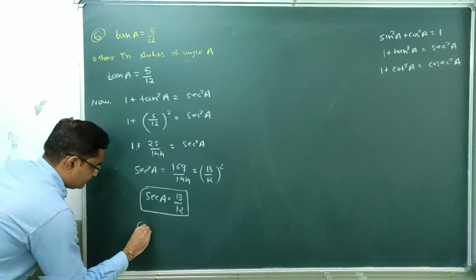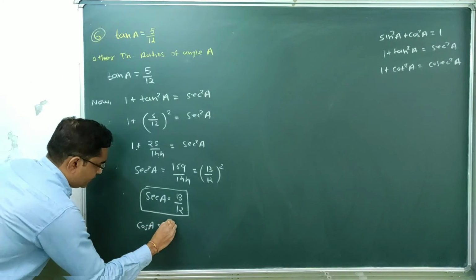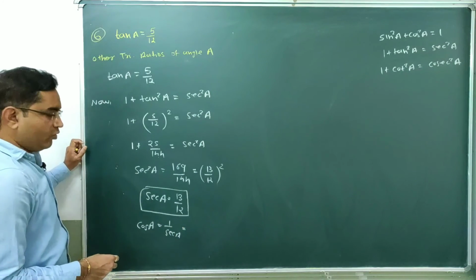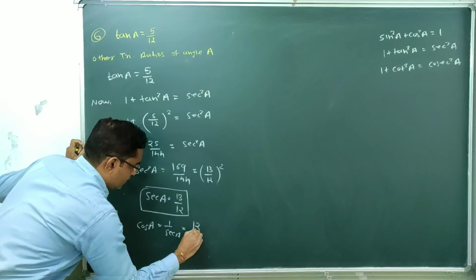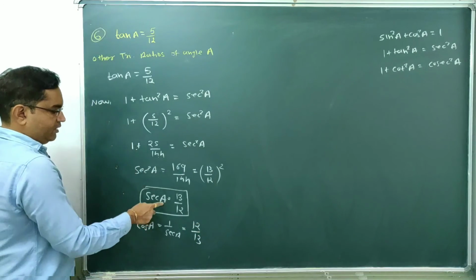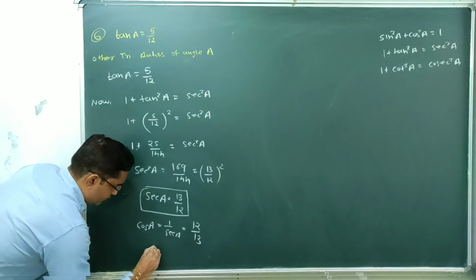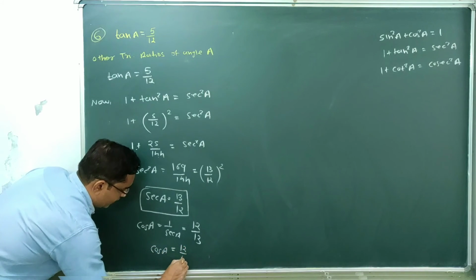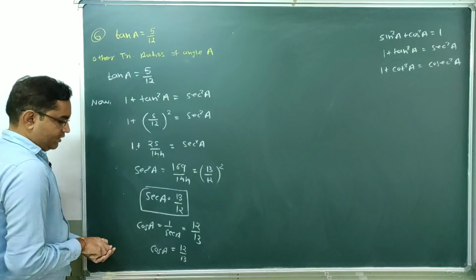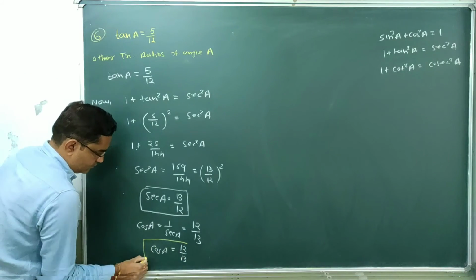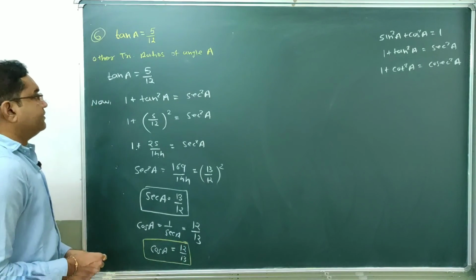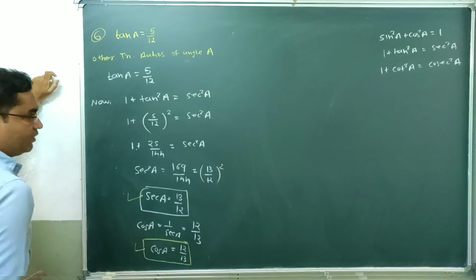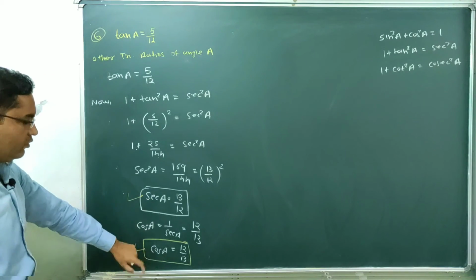And cos A is the reciprocal of sec A. So again we get the value of cos A, which is equal to 12 by 13, the reciprocal of sec A. So our answer is cos A is 12 by 13. Done? How many trigonometric ratios have come? Tan A is given. We have derived sec and cos. Now we have cos.